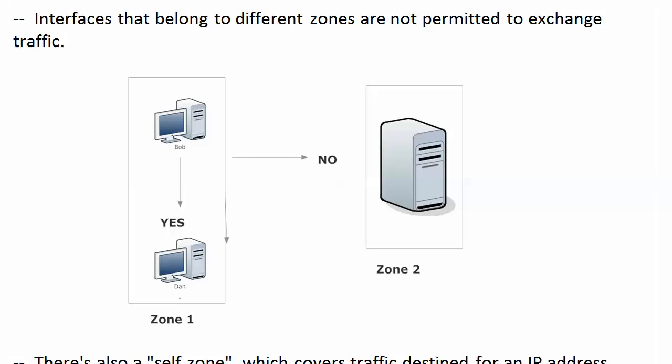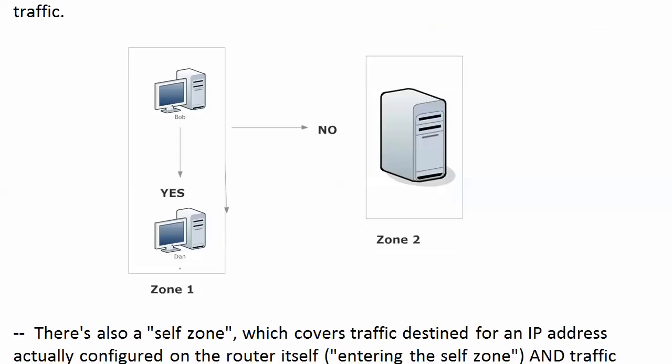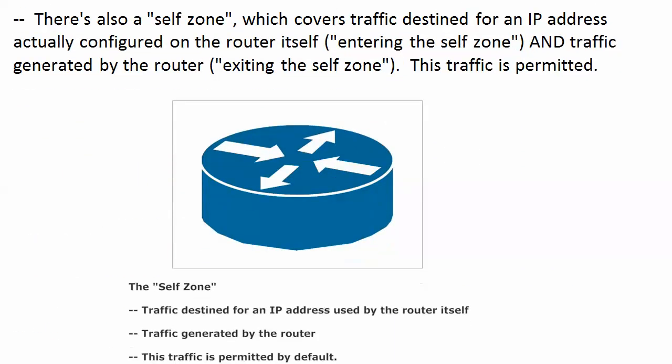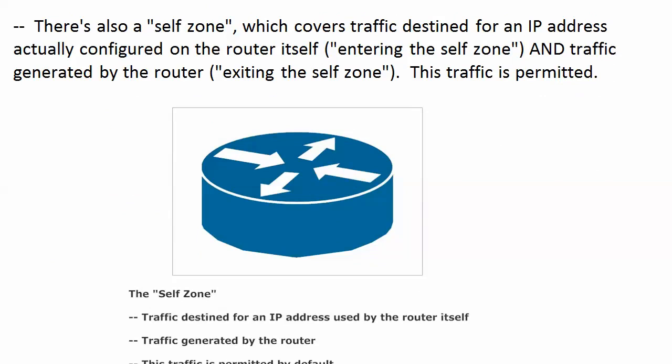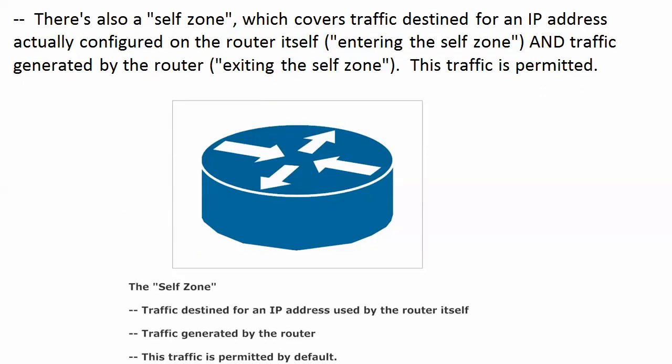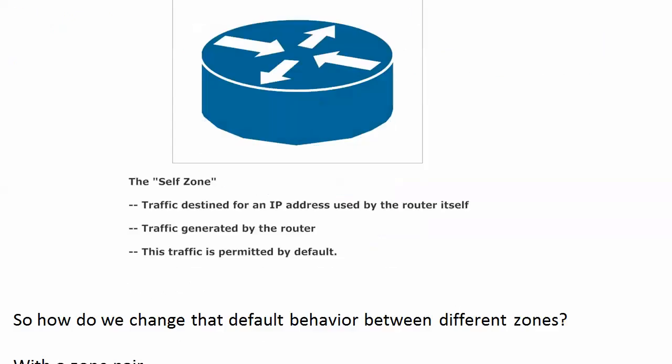Now, there's also something called a self zone. It sounds kind of zen. What it does, the self zone covers traffic that is destined for an IP address that actually exists on the router itself. That's called entering the self zone. And traffic that is generated by the router, that is termed exiting the self zone. By default, this traffic is permitted. So again, the self zone is traffic destined for an IP address used by the router itself and traffic generated by the router, and this traffic by default is permitted.